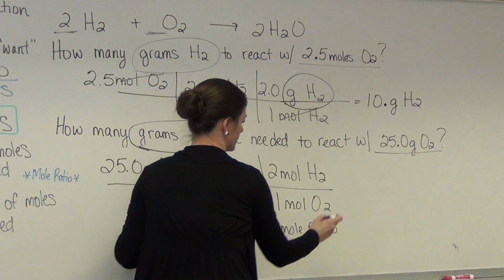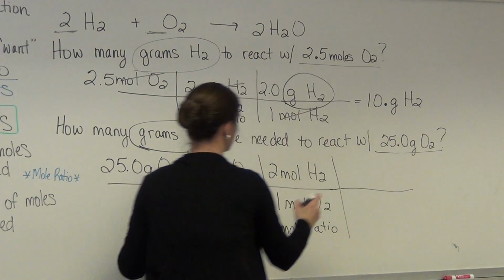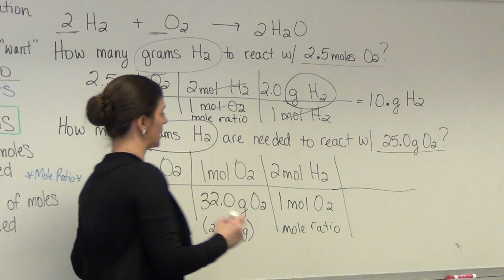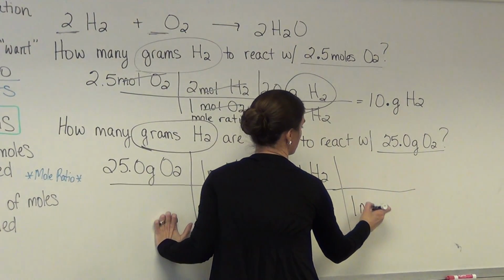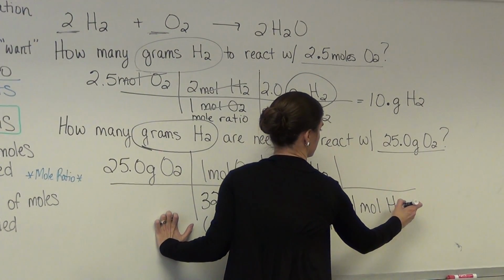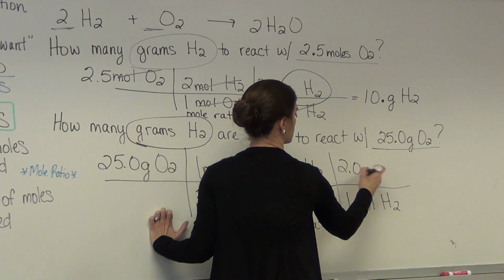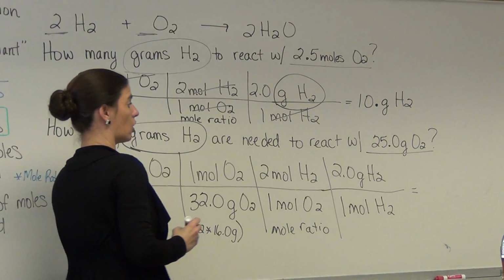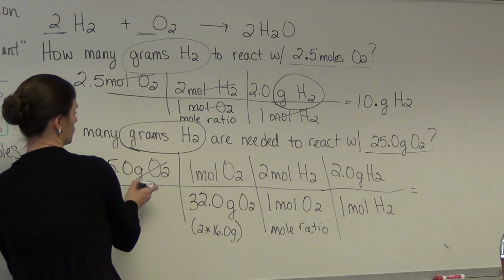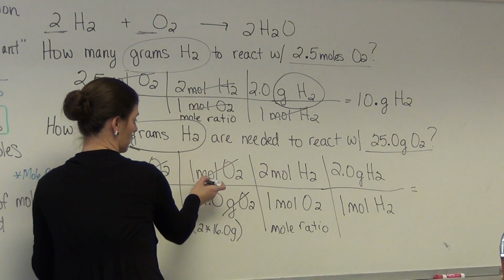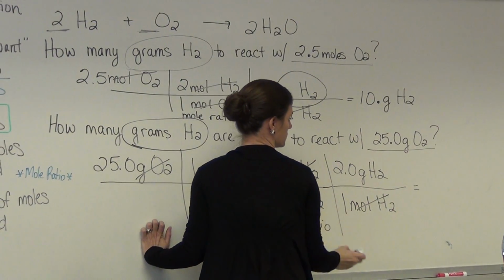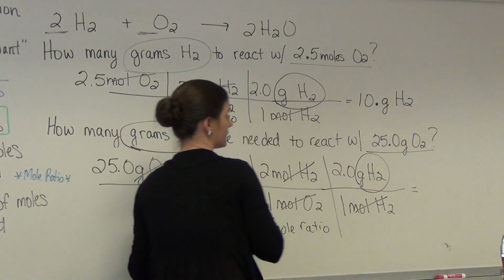In this case, hydrogen. But again, we're looking for grams, so we have to convert out of moles into grams. So 1 mole on the bottom of H2 to 2.0 grams of H2 on the top. Make sure all of your units cancel out. Grams, grams, moles, moles. Again, moles of H2, moles of H2. We're left with the grams of H2.